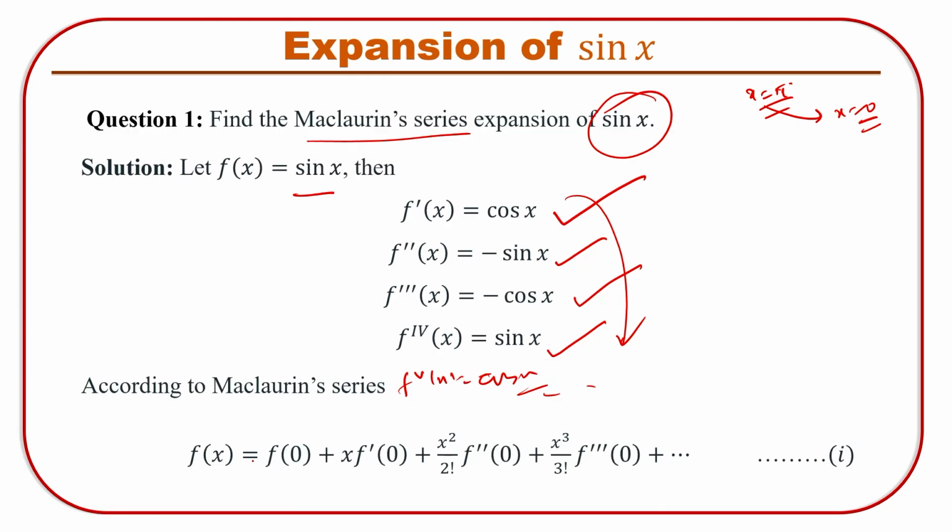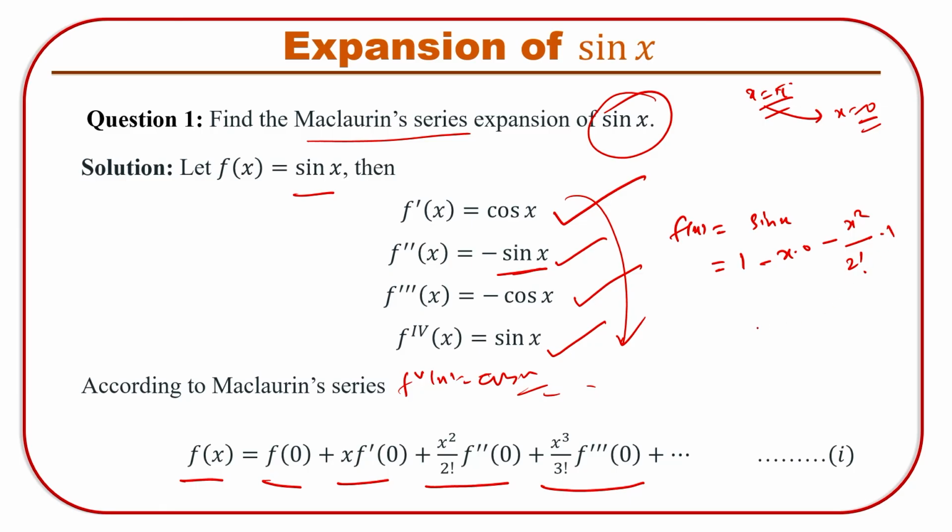So, according to the Maclaurin series, I can write f(x) equal to f(0) plus x into f dash of 0, plus x square by factorial 2 f double dash of 0, plus x cube by factorial 3 f triple dash of 0, and so on. Put the values here. So, f of x is sin of x, and f(0) is sin 0, which is 0. Then f dash of 0 is cos 0, whose value is 1. Then x square by factorial 2 times f double dash of 0, that is minus sin 0, which is 0. And so on.